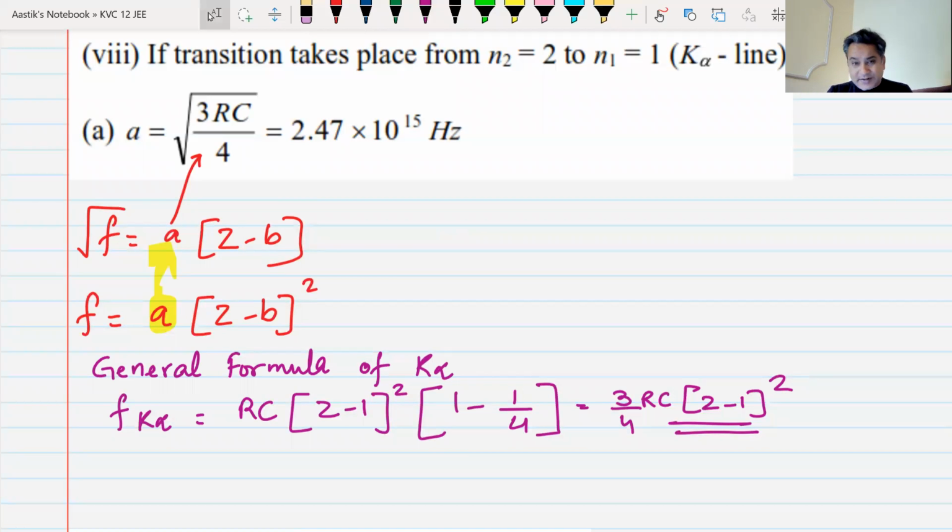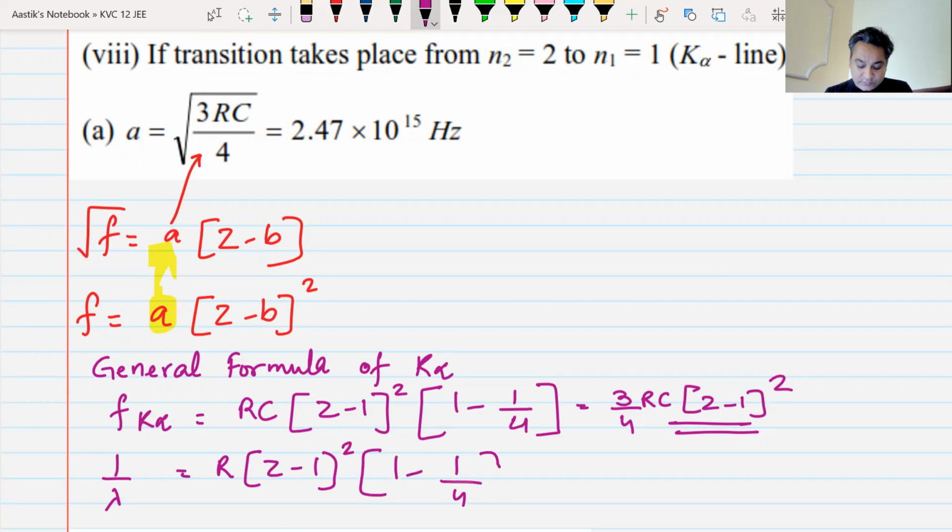Let me write this K series formula only. 1 by lambda for this K alpha series will be equal to, yes, anyone? R into Z minus 1 whole square into 1 minus 1 by 4. Yes or no? Yes, sir. Now, you can see 1 by lambda is proportional to Z. If Z is higher, lambda is lower. If Z is higher, lambda is lower. Yes or no? Yes, sir.